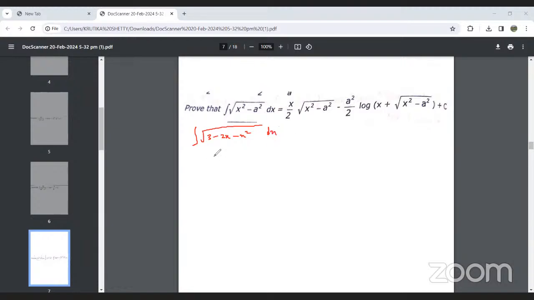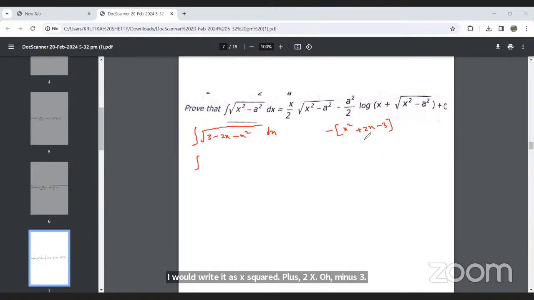Okay, so this is a quadratic expression. First we need to convert it into a perfect square plus some term. For this, first take out the negative sign common. So in the rough work I will write it as x square plus 2x minus 3. So this will be the expression.